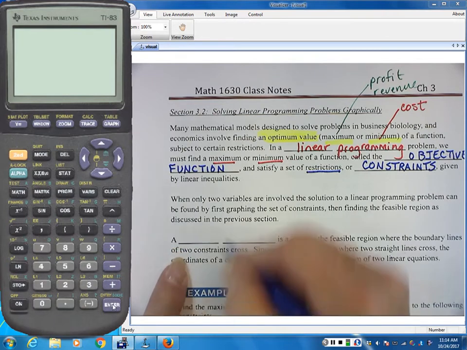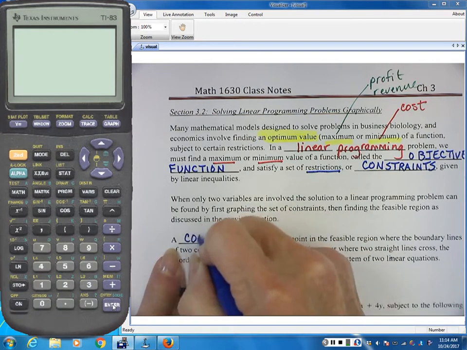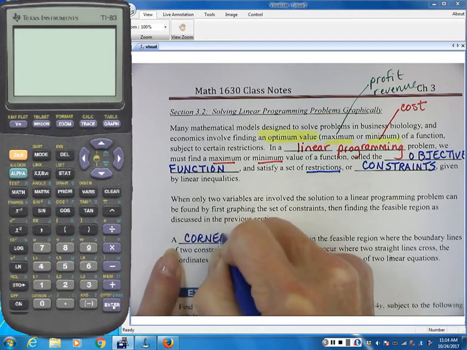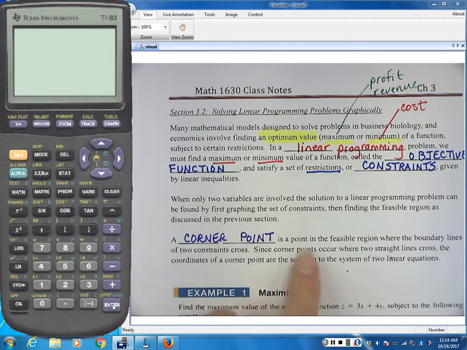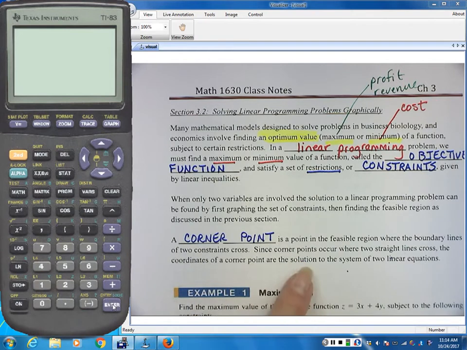A corner point is a point in the feasible region where the boundary lines of two constraints cross. And that's where you're going to need your matrices. The coordinates of the corner point are going to be solutions to the system of those two linear equations. Okay? Talking here about equations, even though we're graphing systems of inequality.